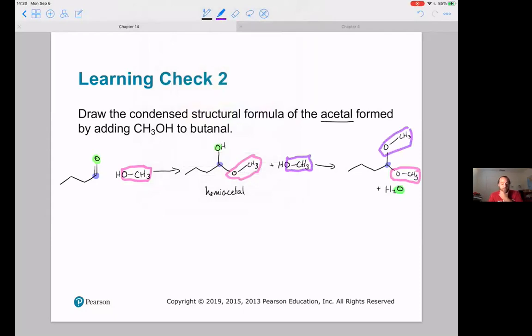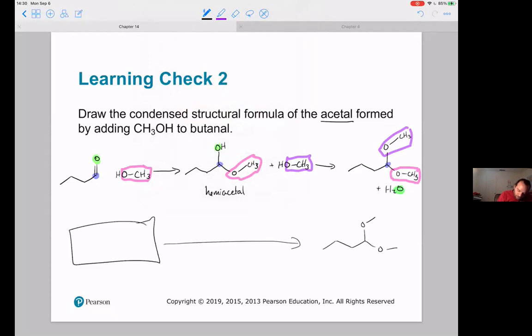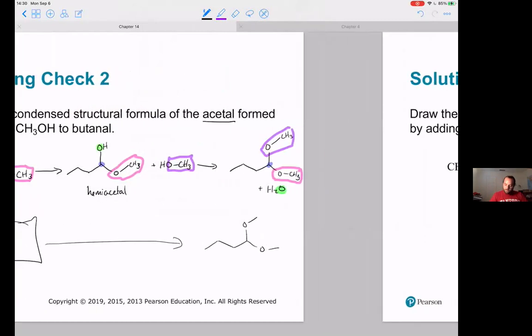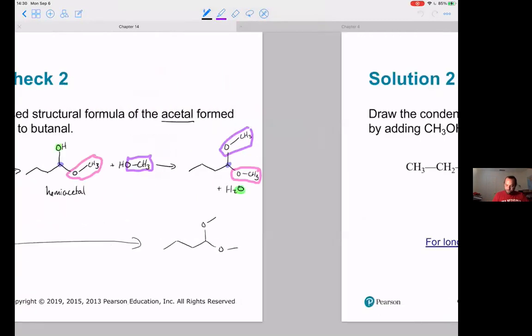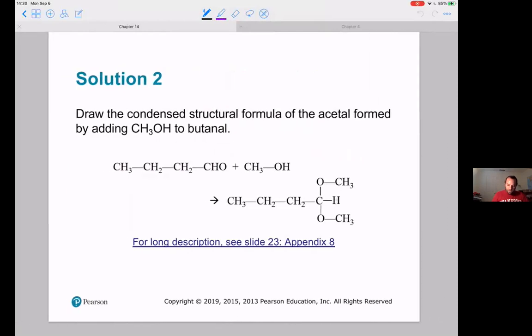Okay, so being able to draw the products from this reaction, or I might ask you, given this acetal product, what were my reactants? That could be another question that I ask you from this chapter. Okay, cool. So that's just the answers.